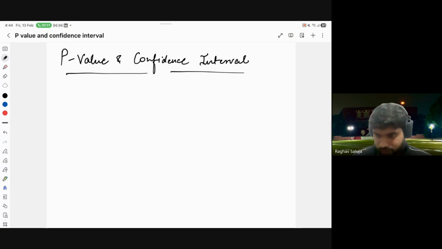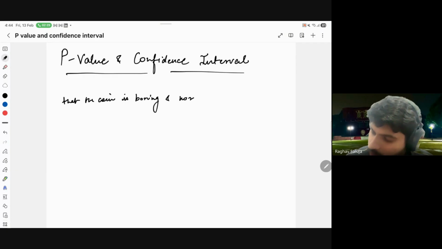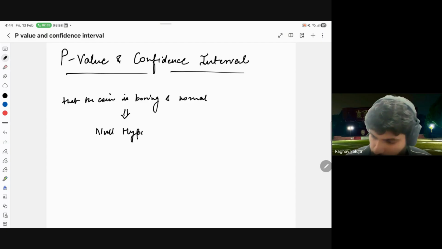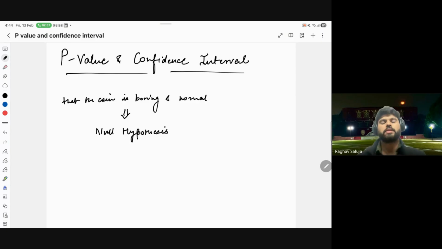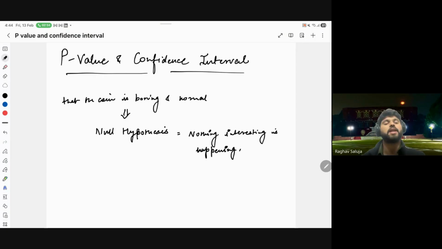So the statement that the coin is boring and normal is what you call the null hypothesis. Null hypothesis means nothing interesting is happening. Alternate obviously means something interesting is happening.